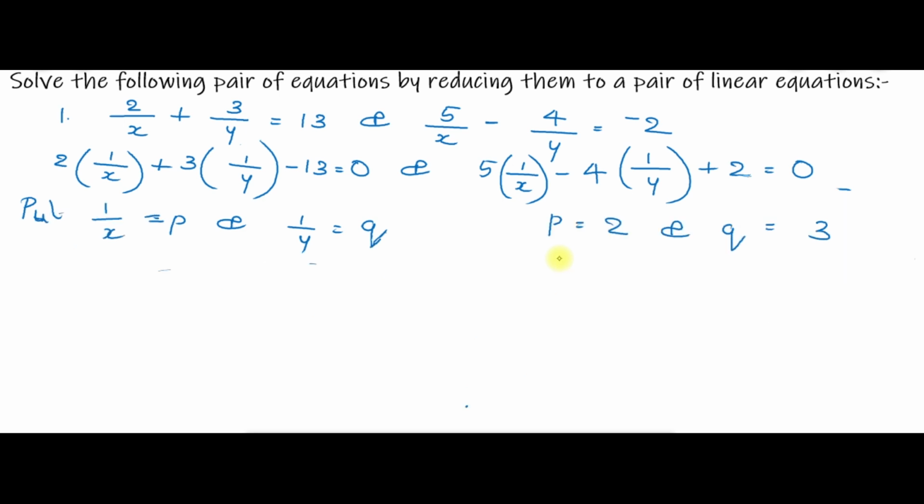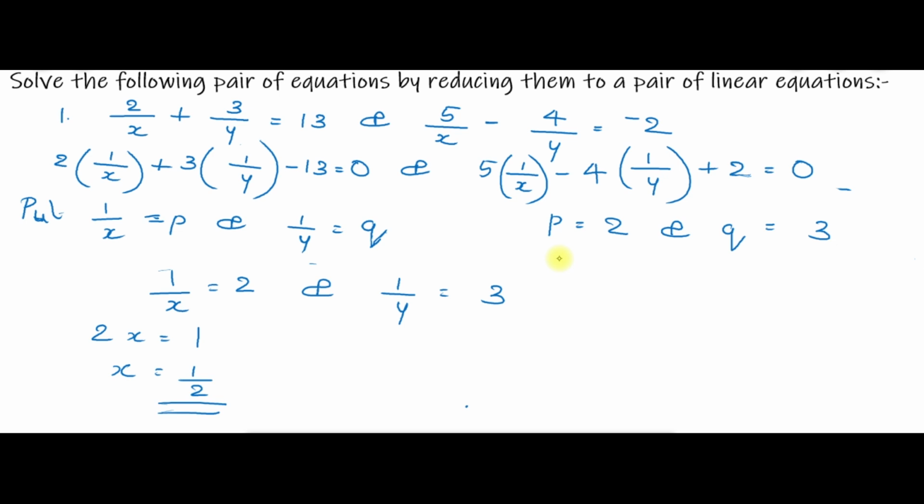So here we are going to put 1 by x is equal to 2 and 1 by y is equal to 3. So from this you are going to find out 2x is equal to 1 and x value is equal to 1 by 2. So you got x value as 1 by 2.